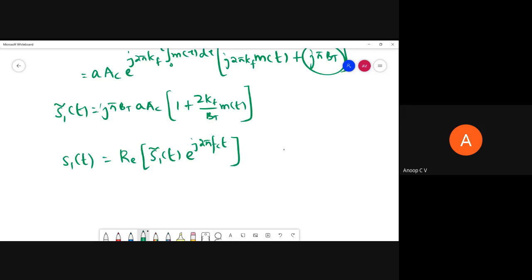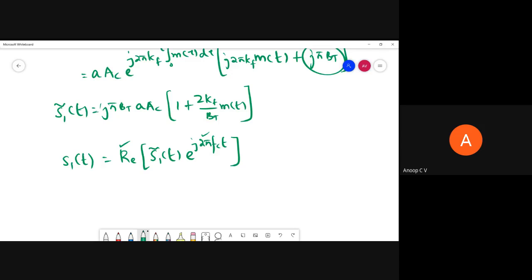What I have done is I have written s1 of t as the real part of something. Then from that I have omitted the real part and e power j 2 pi fct. So in order to get back, I should do exactly the reverse. It's actually converting a sinusoid into a phasor and how to convert it back. It's the same process, right?